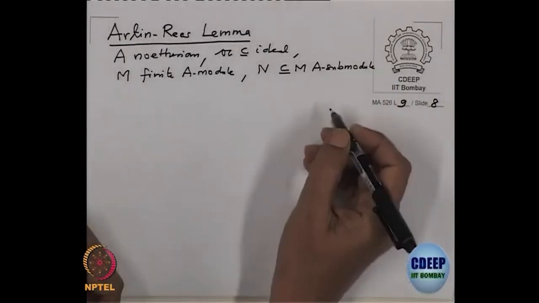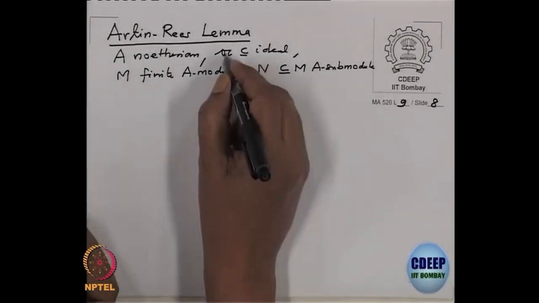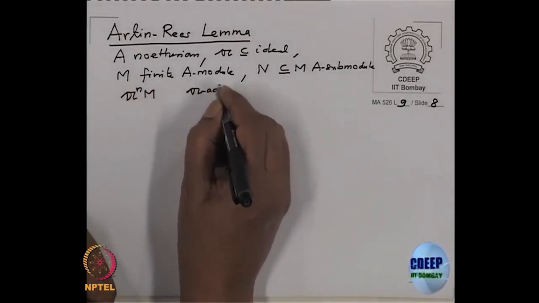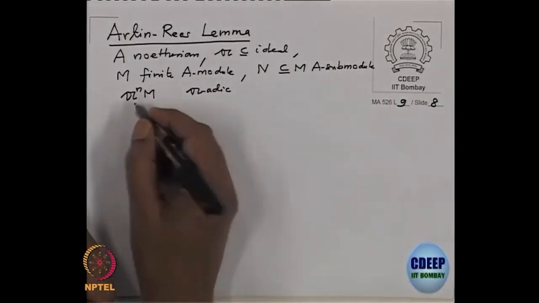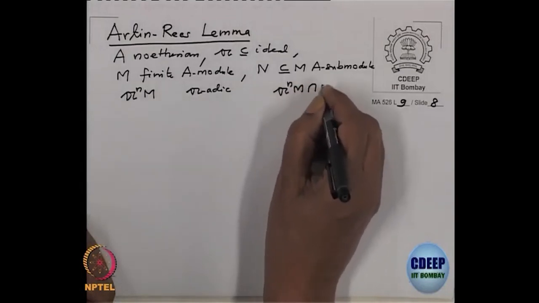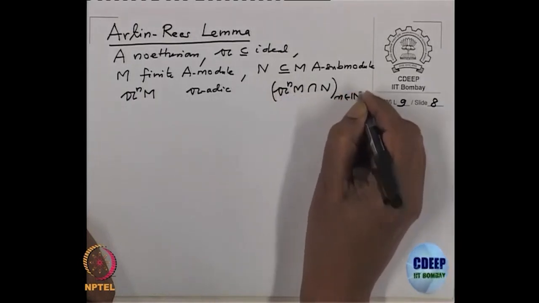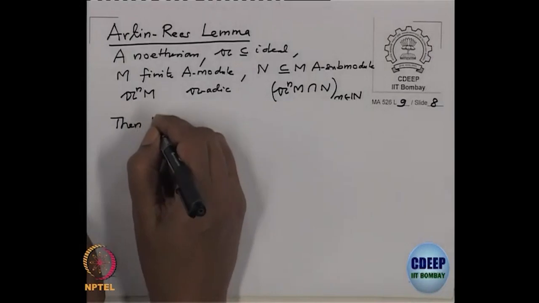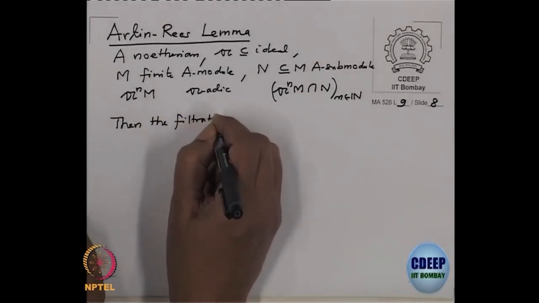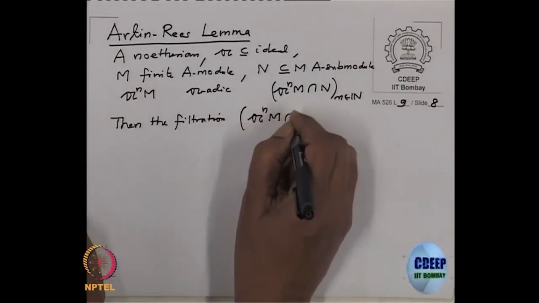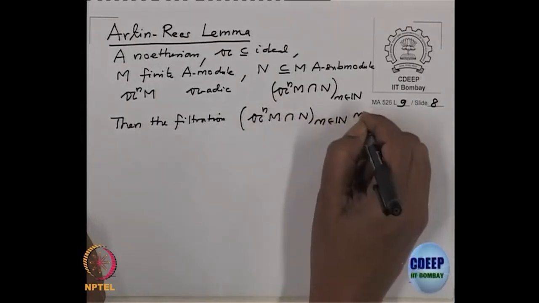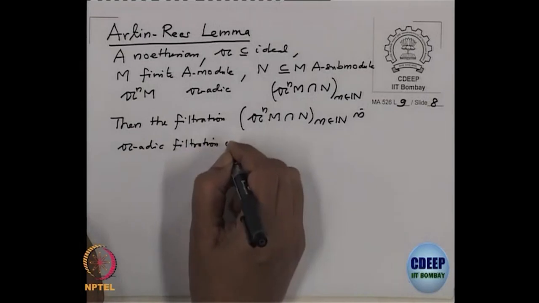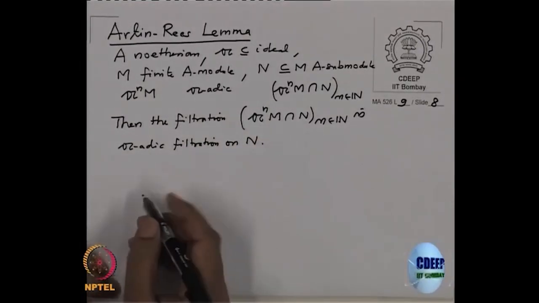And we take this filtration on M, which is given by the powers of A, that is A^n M. This we know is the A-adic filtration on M, and we take the induced filtration, that is, you take this A^n M and intersect with N. So I consider this filtration on the submodule and I want to prove that this is A-adic. So then the filtration A^n M intersection N, n in N, is an A-adic filtration on N, on the submodule. So, proof.